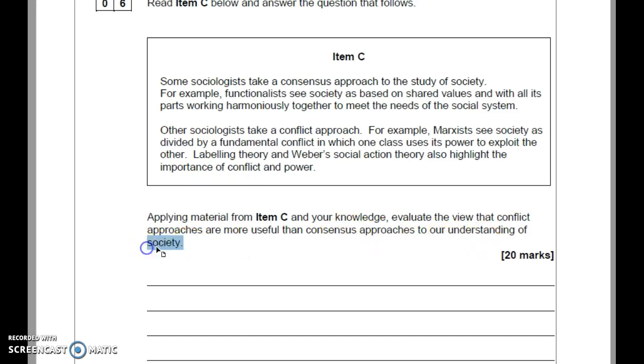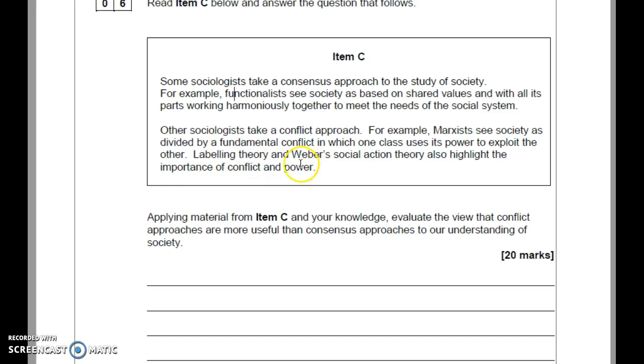Okay, now most students did draw from the item using functionalist as the consensus theory, contrasting it with the Marxist, applying feminist as well, but there was less confidence in applying labelling theory and social action theories. Many students didn't go beyond actually explaining what was in the item.